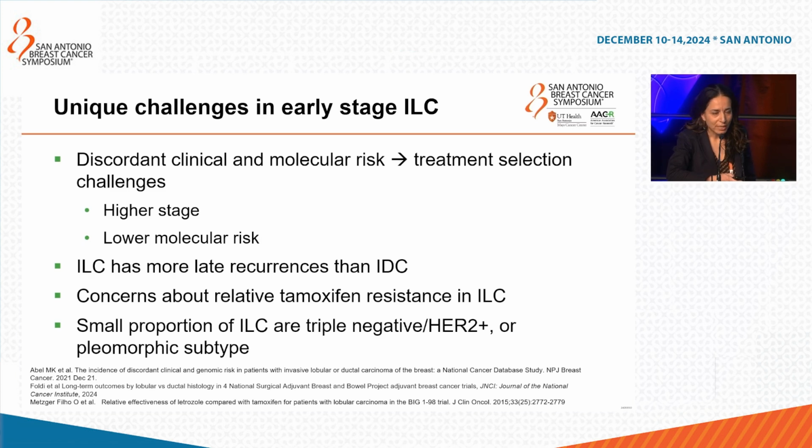Patients with early-stage lobular breast cancer face unique challenges. Because these tumors present at higher stages, yet tend to have lower molecular risk, there's a higher rate of discordance between this clinical risk and molecular risk, which can make treatment selection more challenging for these patients. Additionally, the pattern of recurrence is different in lobular, with more late recurrences in lobular compared to ductal cancer. There are persistent clinical concerns about potential relative tamoxifen resistance in lobular breast cancer.